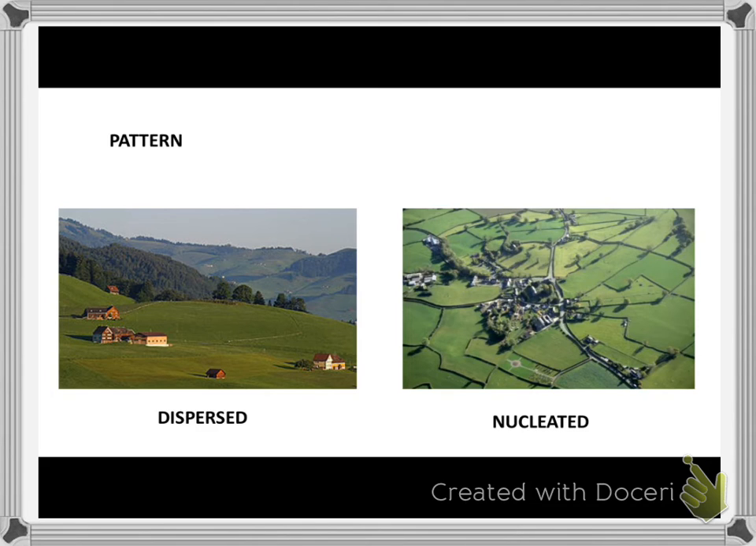Something else is resources. With nucleated, you might be able to share resources because you are living so close to each other. But the disadvantage of nucleated is you might have to travel a long way to get to your piece of land. With dispersed, you are living on your farm, so you are close to your piece of land. So there are advantages and disadvantages to each one, and that is listed clearly in the video as well as your textbook.